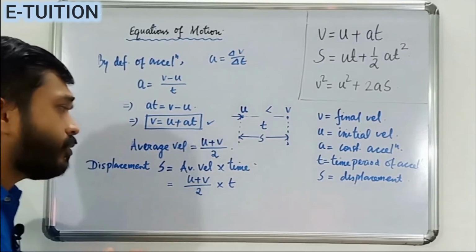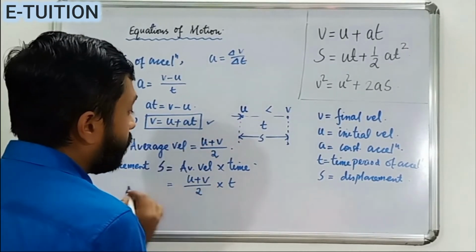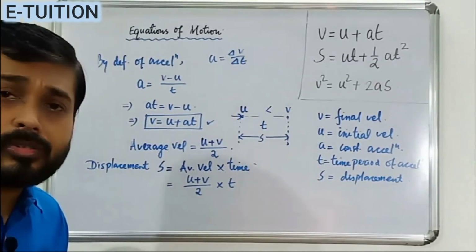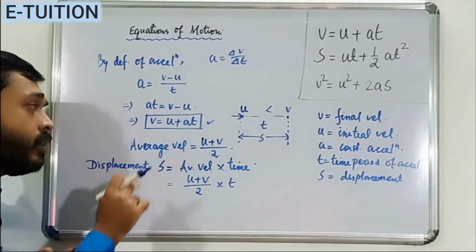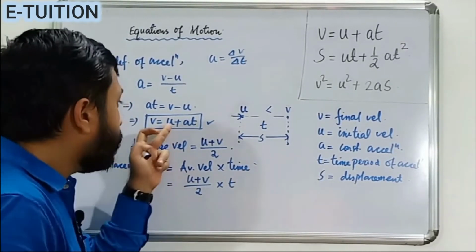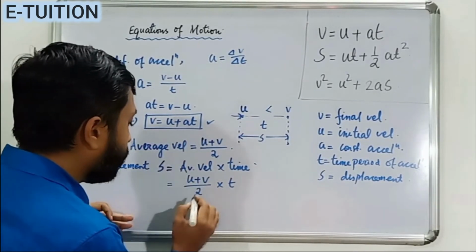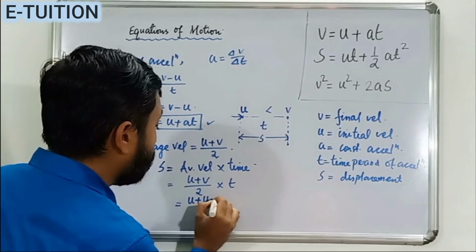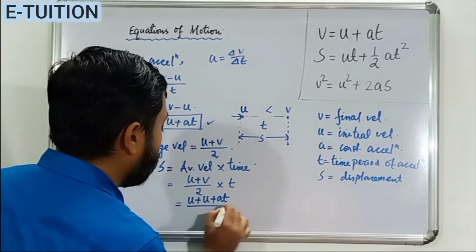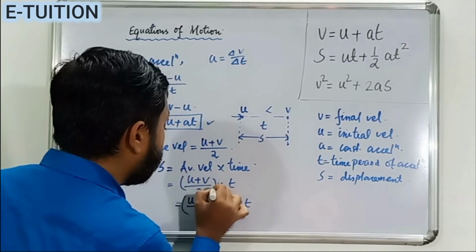So now all we have to do in this very step is substitute the value of v over here, because in the earlier equation we have already ended up getting v equal to u plus at. So in place of v, is it okay to write u plus at? Yes, it is okay. So in place of v you write u plus at, divided by 2, into the time.